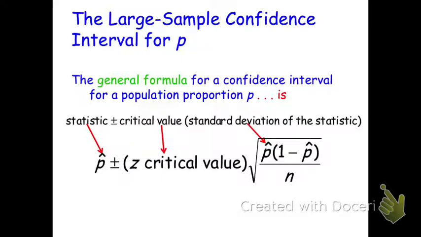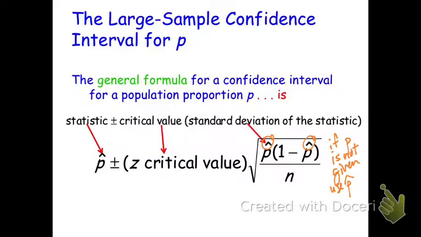I want you to add hats to confidence intervals. So add a hat here and here: square root of p hat times 1 minus p hat over n. If p is not given, use p hat. So for all confidence interval problems, you're going to be using p hat.